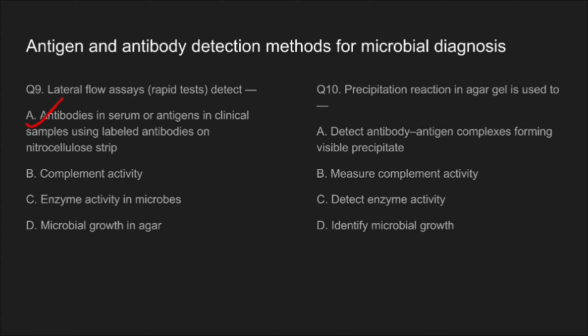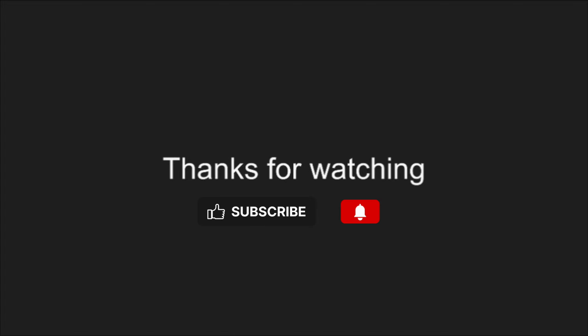Question number 10. Precipitation reaction in agar gel is used to A, detect antibody antigen complexes forming visible precipitate. B, measure complement activity. C, detect enzyme activity. D, identify microbial growth. So the correct answer for this question is option A, detect antigen antibody complexes forming visible precipitate. So that was all for lecture number 4.